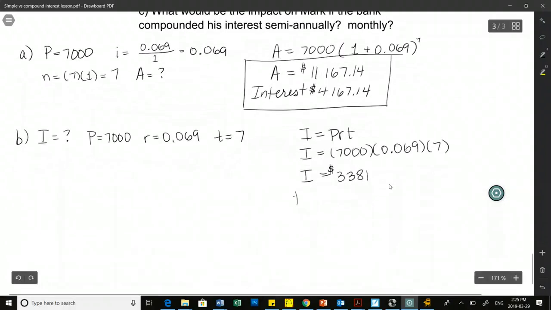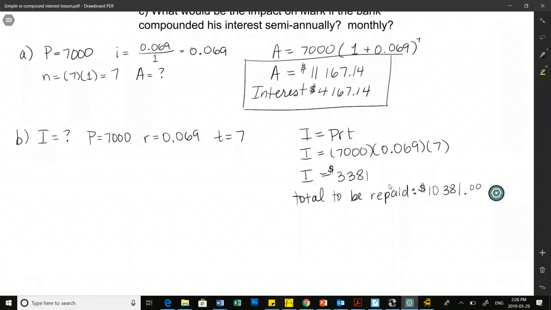What is the total amount to be repaid? 10,000. Okay, so he has to pay the $7,000 plus the $3,000 in interest.